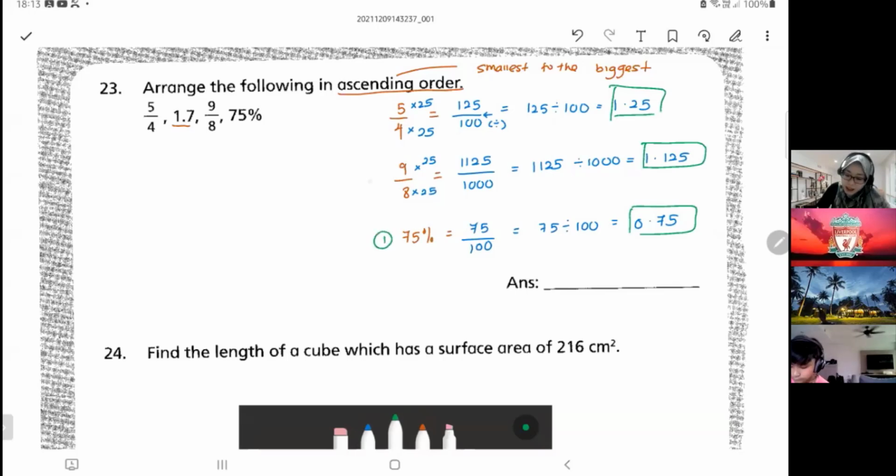Second smallest is this one. Third smallest is this one. The last is this one. Then you arrange in order. When you arrange, make sure you copy the original thing.